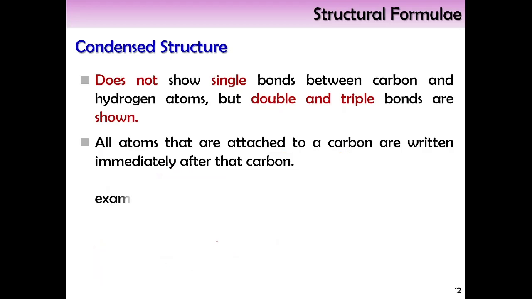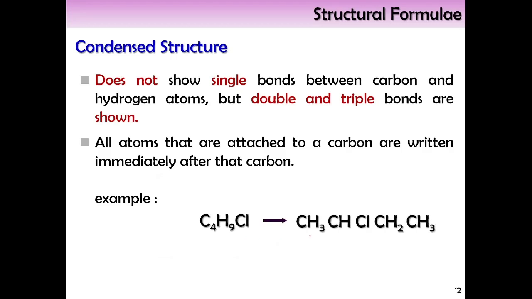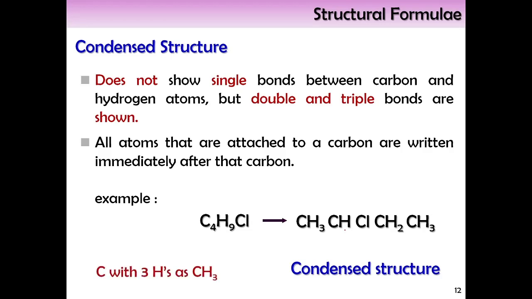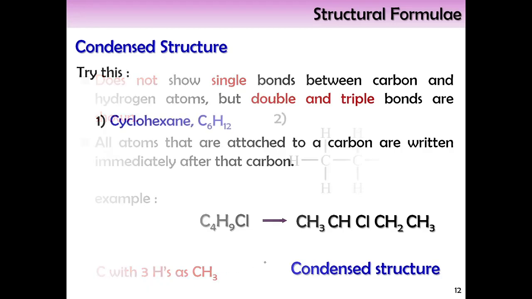Okay, example, C4H9Cl. So you can draw like this. Earlier we know that Cl is attached to carbon number 2, if you refer to the previous expanded structure of C4H9Cl. But actually this Cl can also be attached at the end, maybe here, or maybe at this part. For this example, it shows that Cl is attached at carbon number 2. So that is condensed structure. A carbon attached with 3 hydrogen is grouped together as CH3.